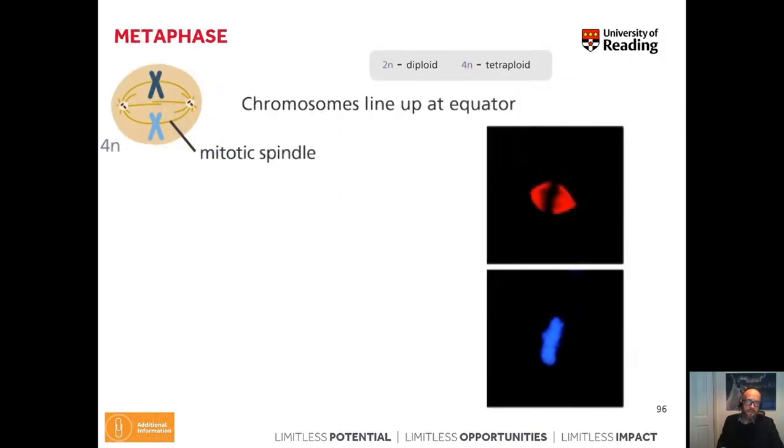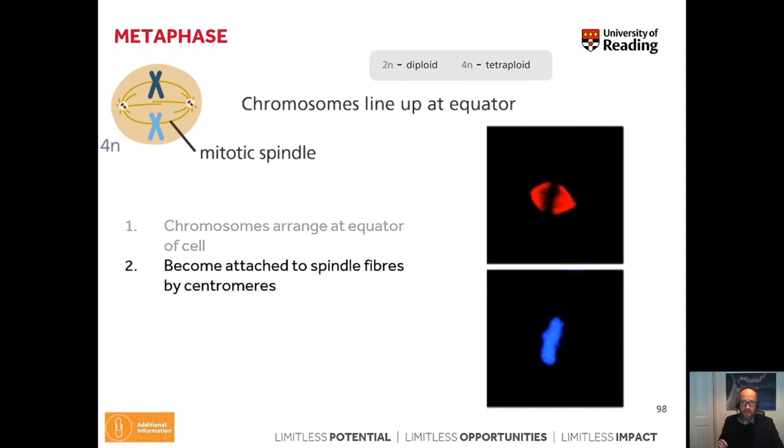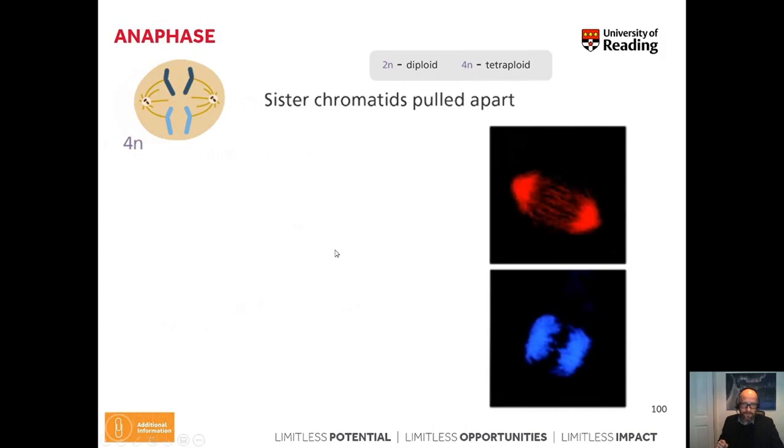The next phase of the cell cycle or mitosis is the metaphase. And remember, metaphase is the phase where we can actually make chromosomes visible. Chromosomes line up at the equator, and the chromosomal configuration is still 4n. They arrange at the equator of the cell, become attached to the spindle fibers by centromeres. And homologous chromosomes do not associate yet.